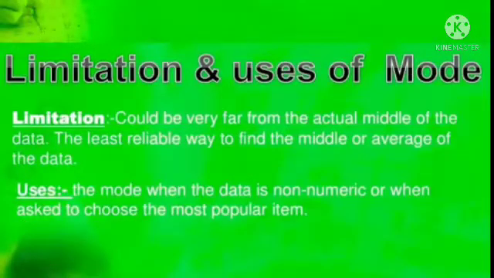Limitation and uses of mode. Limitation: the mode could be very far from the actual middle of the data. It is the least reliable way to find the middle or average of the data. Uses: the mode is used when the data is non-numeric or when asked to choose the most popular item.